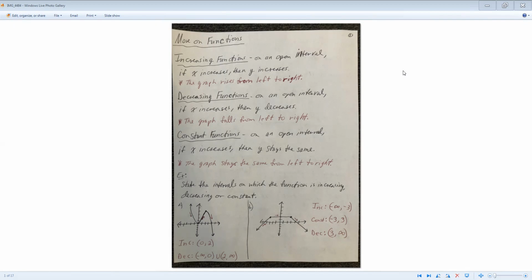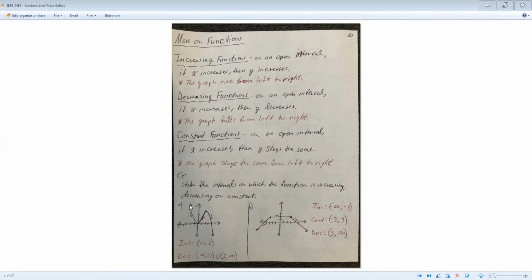So if you look at our first example, we want to state the intervals in which the function is increasing, decreasing, or constant. We are always looking at our x values in order to establish what our intervals are. Remember, we're reading the graph from left to right. We're talking about when x increases, what does y do?